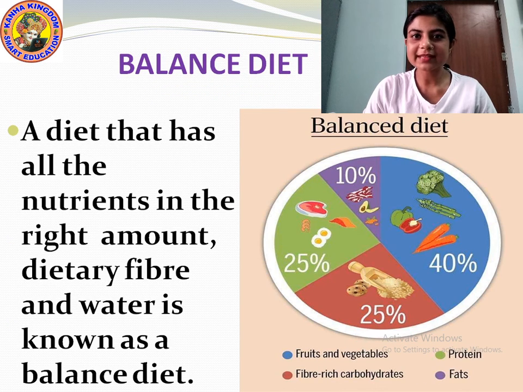So students, what is a balanced diet? A diet that has all the nutrients in the right amount. A balanced diet should have all the nutrients like carbohydrates, proteins, fats, minerals, vitamins, along with dietary fiber and water. Then it is known as a balanced diet. You can see the chart and understand. Understood?